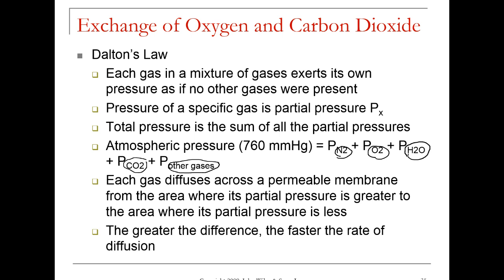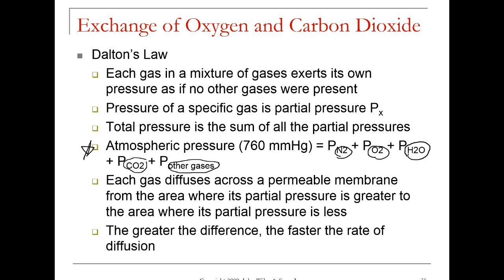So the pressure of a specific gas is called the partial pressure. And the total pressure, like the total atmospheric pressure, so here we see total atmospheric pressure, that 760 millimeters mercury, is equal to the partial pressure of the nitrogen plus the partial pressure of the oxygen plus the partial pressure of the water vapor plus the partial pressure of the carbon dioxide plus the partial pressure of any of the other gases. Okay, so the gas is going to diffuse across a permeable membrane. That means that the gas can physically go across the membrane, and it's going to go from a higher pressure to a lower pressure. So for each one, it goes from where its partial pressure is greater to where its partial pressure is less. And the greater that pressure difference, the faster the rate of diffusion.